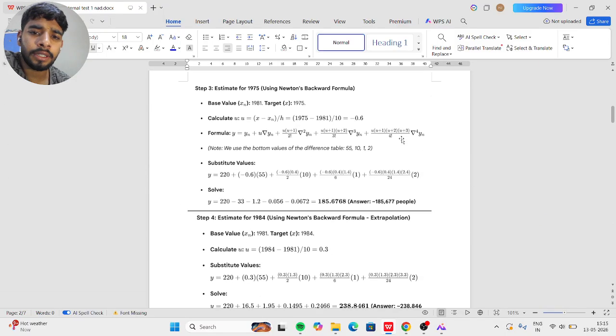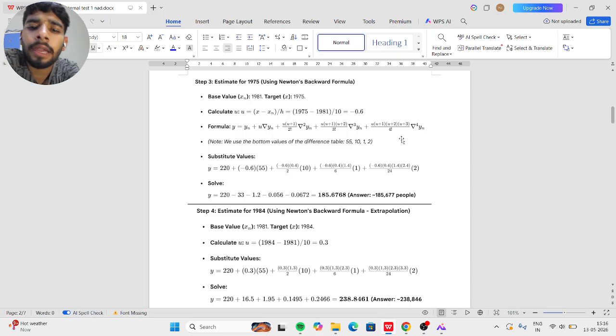Now, for 1975, we will use the backward formula. So here xn will be 1981 and the target will be 1975. For calculating u, we will do the same, x minus xn divided by h. So here 1975 minus 1981 divided by 10 will give us minus 0.6.